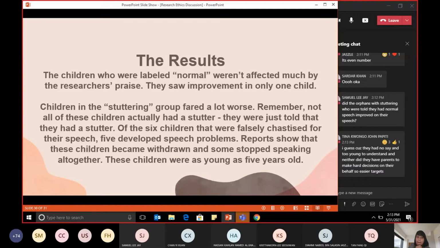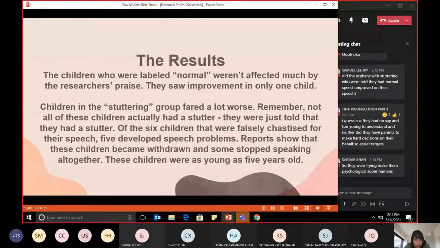Remember, not all of these children actually had a stutter, they were just told that they had. They used reverse psychology here because they wanted to show that the children were normal. They didn't have any issues. It's just that they were criticized overwhelmingly because they belonged to a stuttering group.